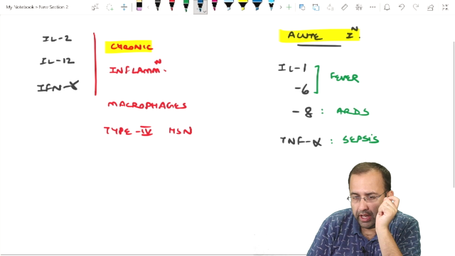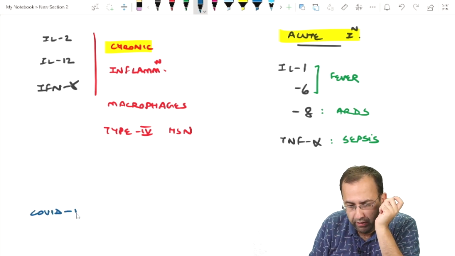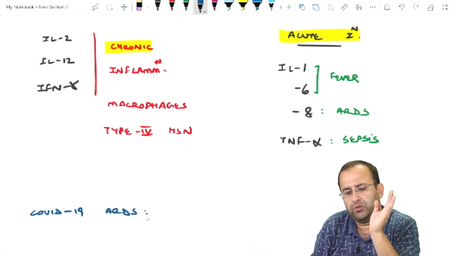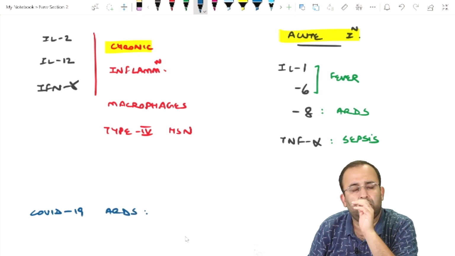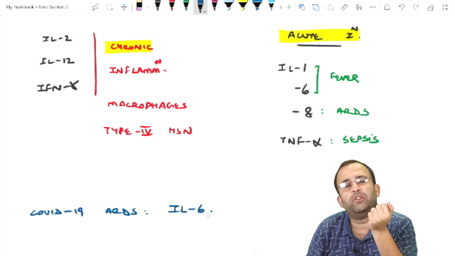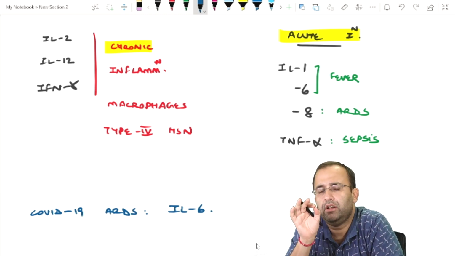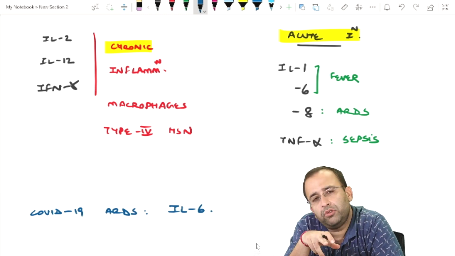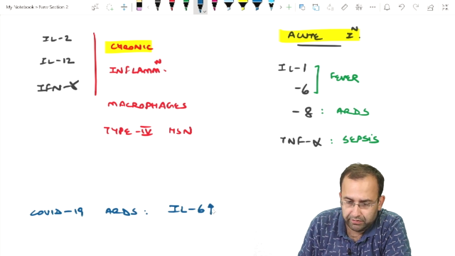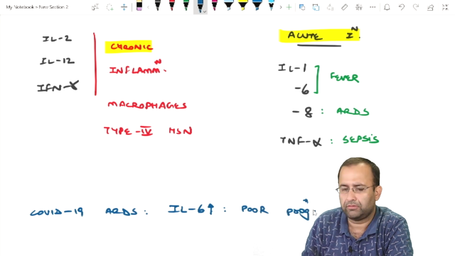Please note, if ARDS is written, the answer is interleukin 8. But if COVID-19 induced ARDS is written, I know COVID-19 is over, thankfully, it's the only pandemic we'll face in our lifetime, the main cytokine is interleukin 6. So if ARDS is written, interleukin 8; if the examiner wants to ask about COVID-19, he will write COVID-19, that is interleukin 6. Increased levels of interleukin 6 in COVID-19 mean poor prognosis. You already know this from notes.